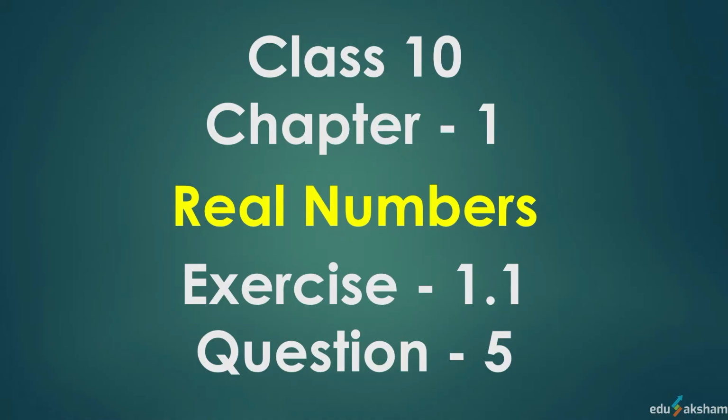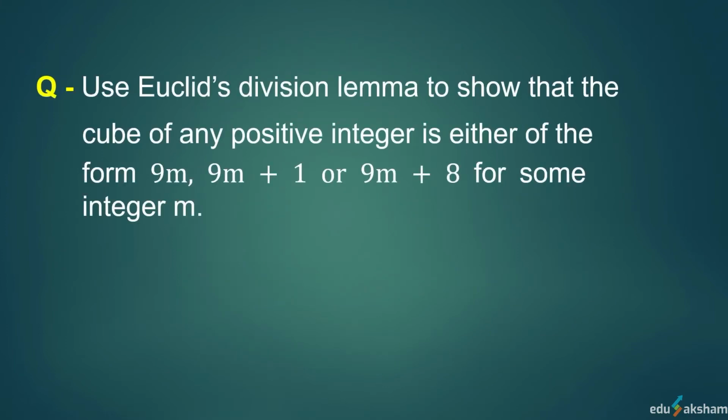Class 10, Chapter 1, Real Numbers, Exercise 1.1, Question number 5. Use Euclid's division lemma to show that the cube of any positive integer is either of the form 9m, 9m plus 1 or 9m plus 8 for some integer m. So, let us take x as a positive integer.